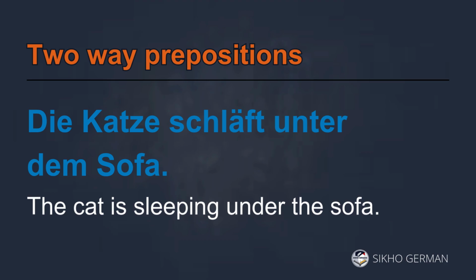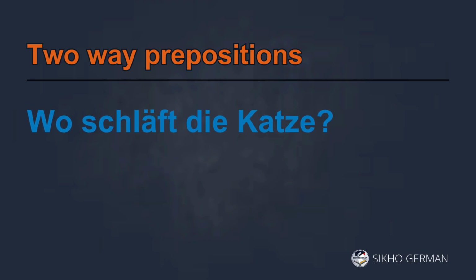Die Katze schläft unter dem Sofa. The cat is sleeping under the sofa. This uses dative because there's no movement. The cat is already positioned under the sofa, just sleeping there. Wo schläft die Katze? Where is the cat sleeping? Answer, unter dem Sofa. The neuter das becomes dem, dative.